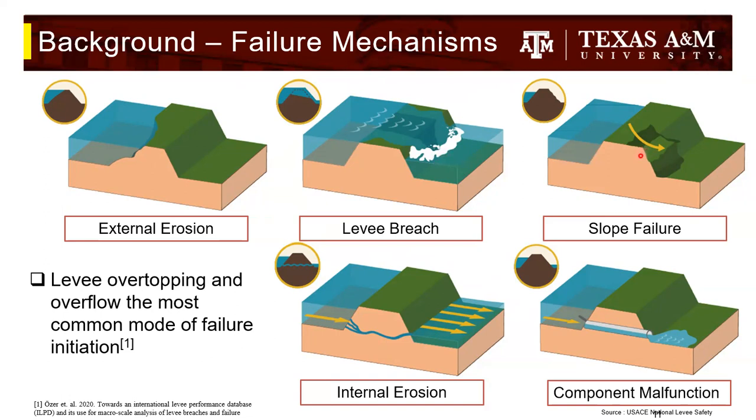Other than that, there could be a lot of slope failures, as well as internal erosion or piping, and also there could be some kind of component malfunctions. But out of all of them, levee overtopping and overflow is generally considered one of the most common modes of failure initiation for any kind of coastal levees. That is why that is also something we are considering as part of our study in the future.